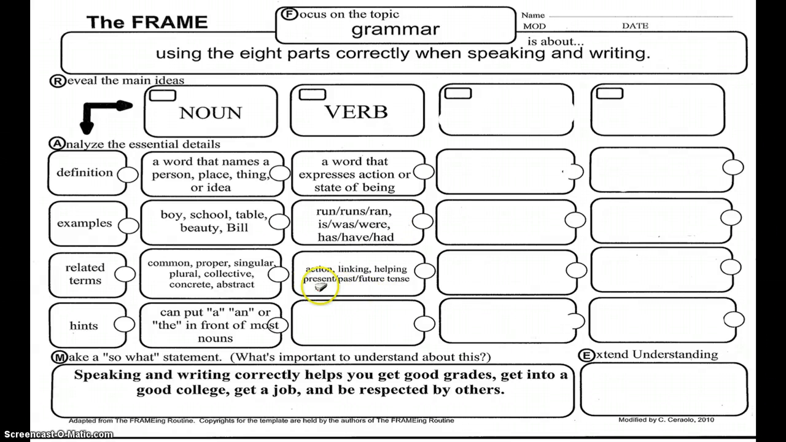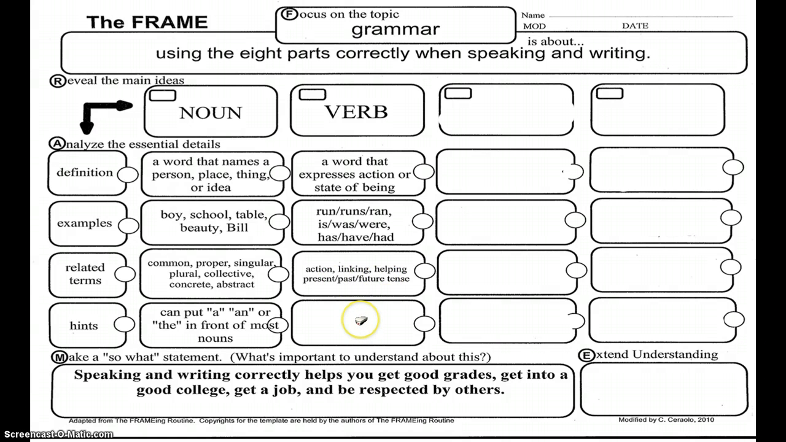Another related term that we'll talk about a lot is tense, and we get into this when we're writing a lot because you have to pick a tense. If you're writing in present tense, that means that you're writing about right now, and all your verbs have to remain in that tense. Same with past and future.